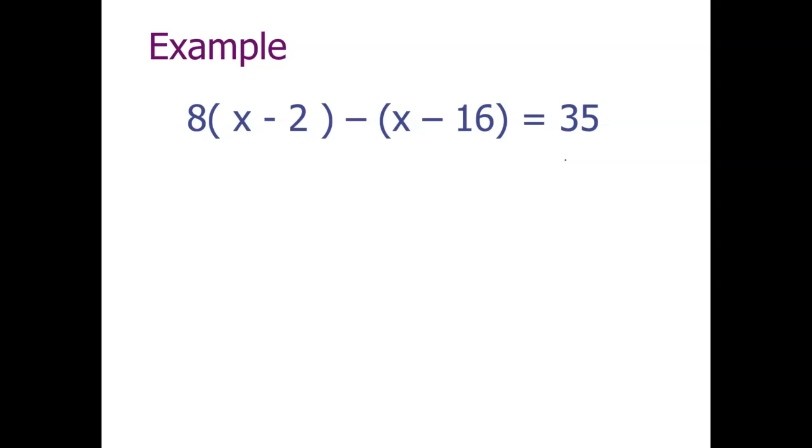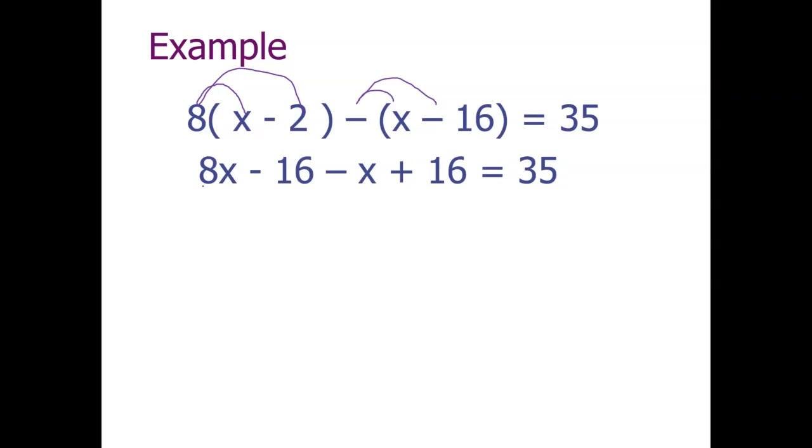8 times the quantity x minus 2, minus the quantity x minus 16, equals 35. Again, because of the parentheses, we will use the distributive property one more time. 8 times x, 8x. 8 times negative 2, negative 16. Negative times x, negative x. Negative times negative 16 is plus 16.